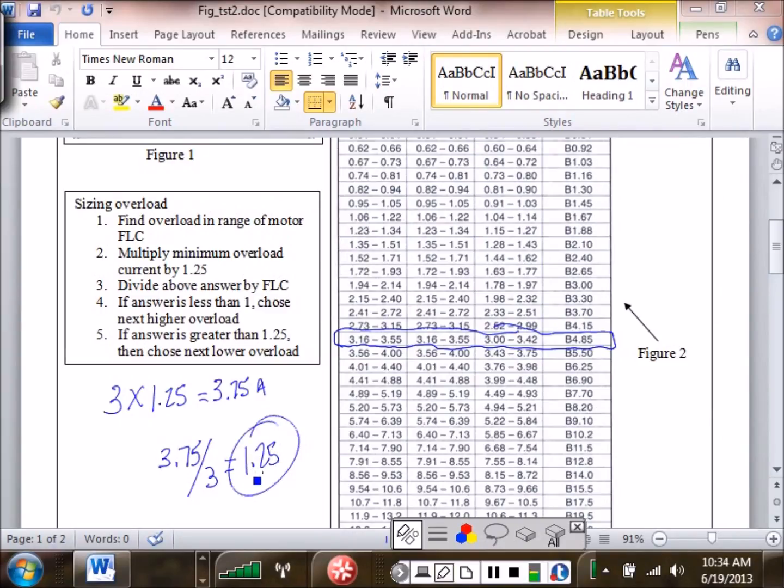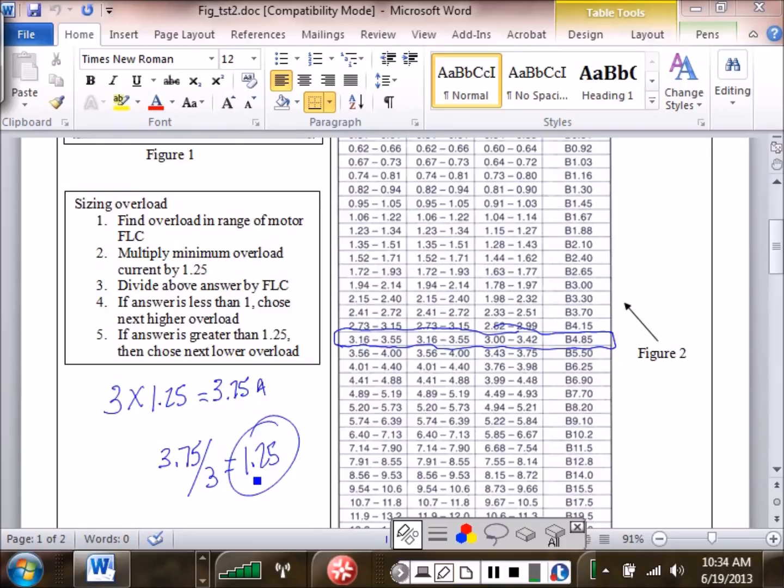Now, what this says is, if the answer is less than 1, then I go to the next overload. So this is how much this guy here allows me to overload. That's right at what NEC says we can do. Right? You understand? So this says, okay, we can overload this motor by 125%. If the answer is less than 1, then we choose the next lower, because now we're not even getting 100%, right? If the answer is greater than 1.5, then we choose the next what?